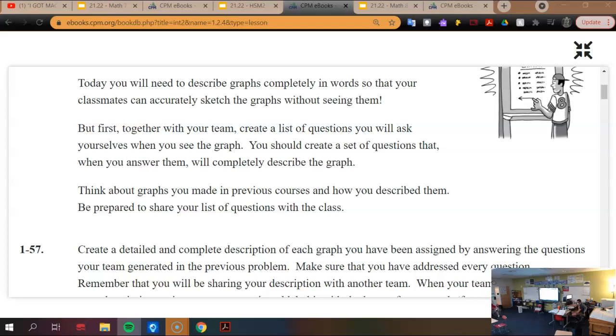Is it a parabola? Ask that first. No. Then you ask, is it a line? No. Is it a function? Yes. Discrete. Wait, or is it continuous? It's actually, we can't quite tell.